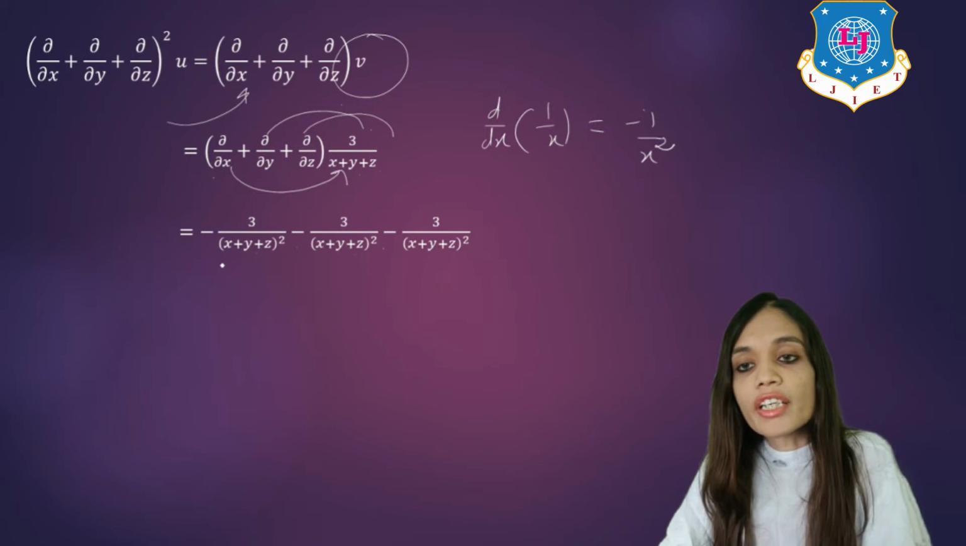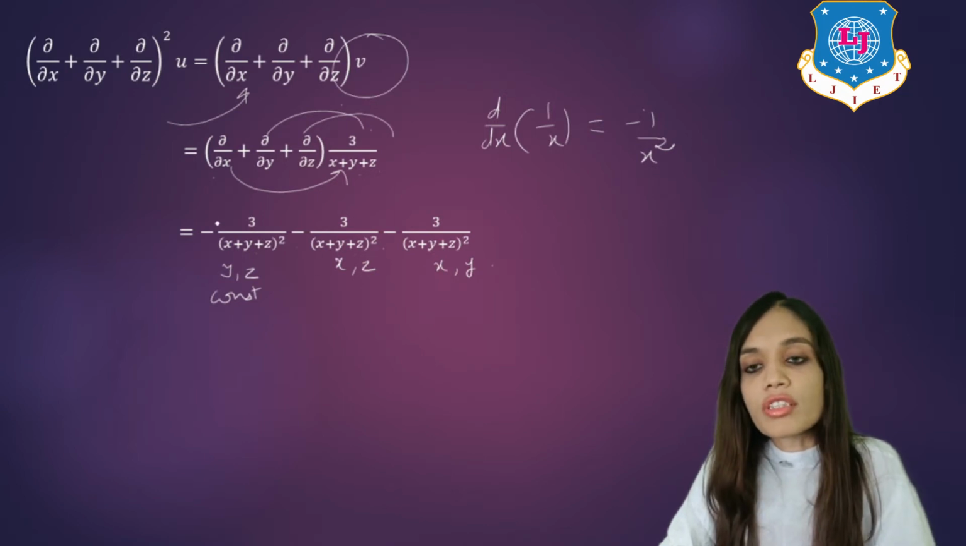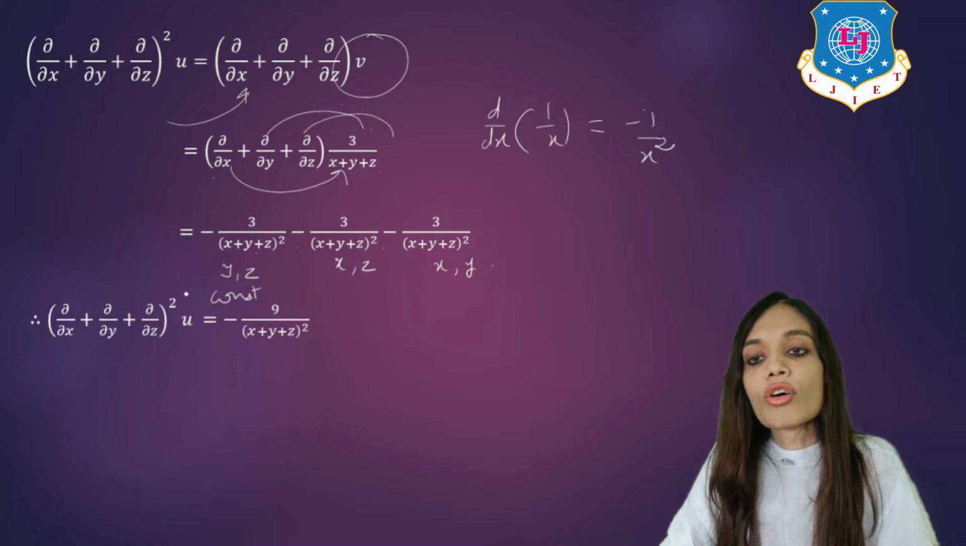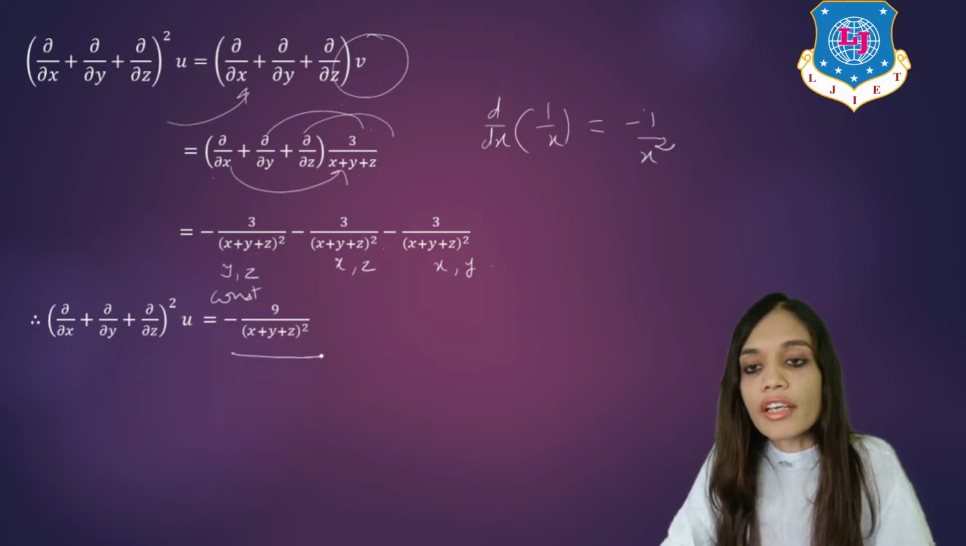For this you had kept y and z constant, right? In this you had kept which terms constant? x and z, and for the last you had kept x and y constant. So on simplifying you will get (del by del x plus del by del y plus del by del z) whole square into u is equal to minus 9 upon (x plus y plus z) whole square, which is your desired answer.